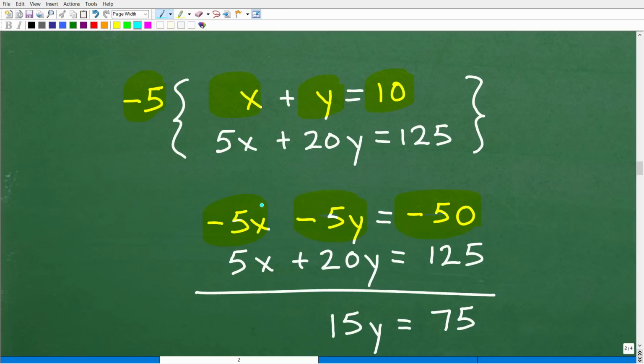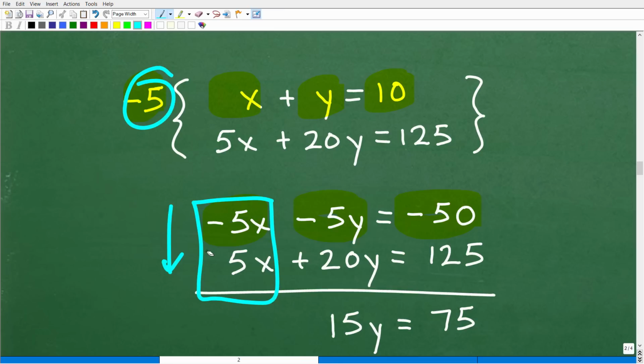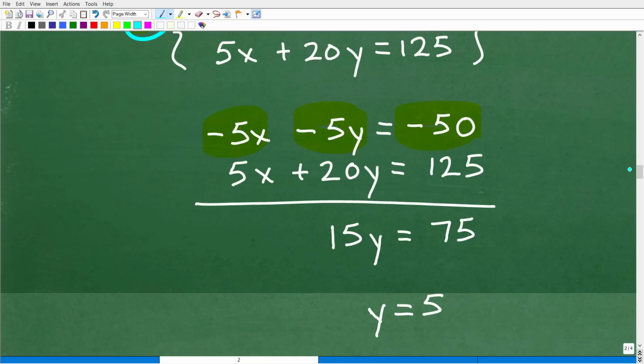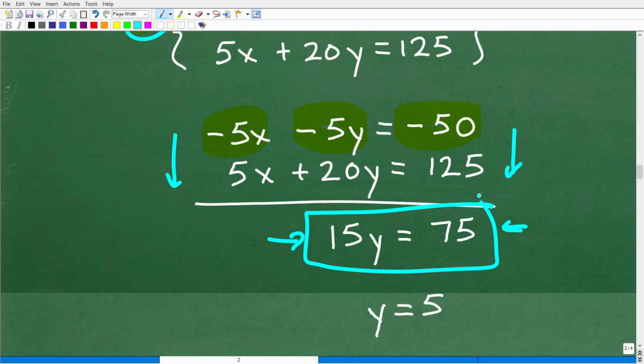So at this time, I have these two terms here, negative 5x and 5x. If I combine these, the x's go away, and I'm left with only y's, and that's exactly why I multiplied this top equation by negative 5. So let's go ahead and do what we call a linear combination, so we can smash these two equations into one. Negative 5x plus 5x is 0. Negative 5y plus 20y is 15y, and negative 50 plus a positive 125 is 75. So now I'm left with one equation in one variable.